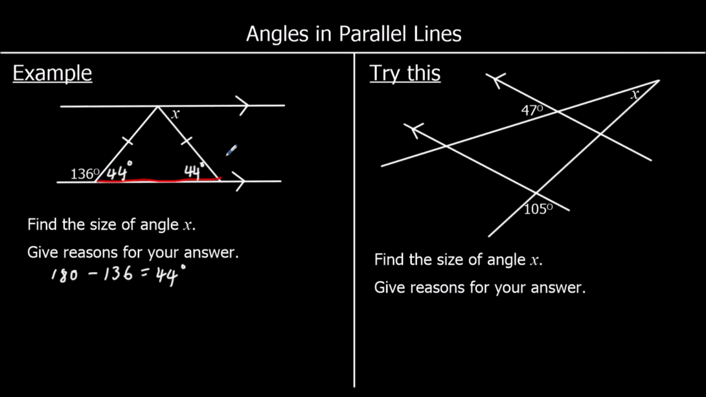And now we can see x and 44 are alternate angles. There's a line that goes through the parallel lines, which is this line. And we can see a Z shape. We've got alternate angles. So x and 44 are alternate angles, which means x is 44 degrees.